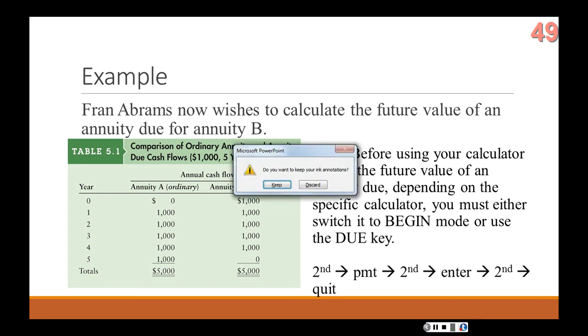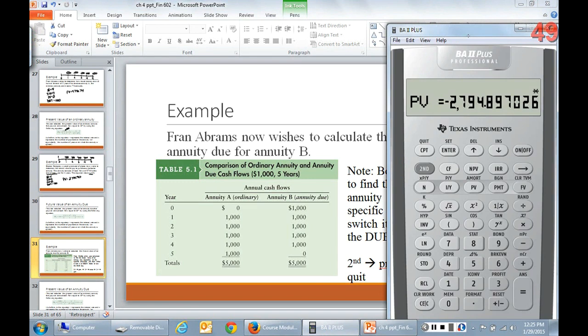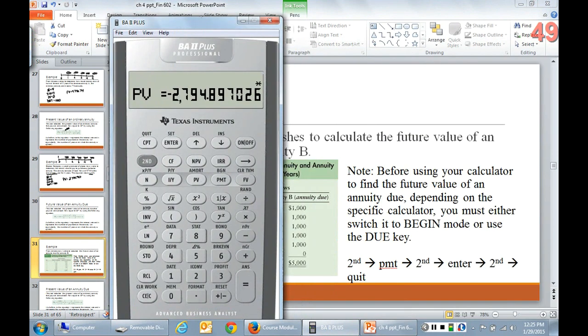And so here's the steps. They're written on the slide. So second and payment. So it says end and we want it to say begin. It tells you in the top of your calculator in the center, it has the set button, which means that's what you need to push to be able to switch it to a different mode. So we push second and set, and that is above the enter button. So now it says begin. To get out of this, you have to push second and quit.